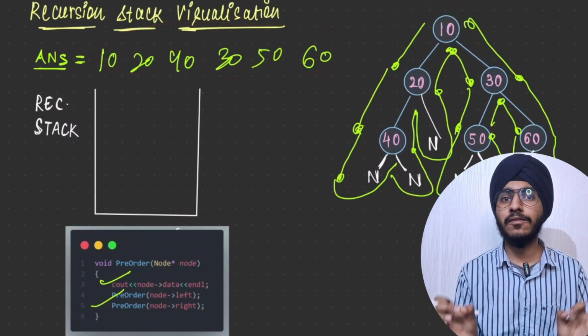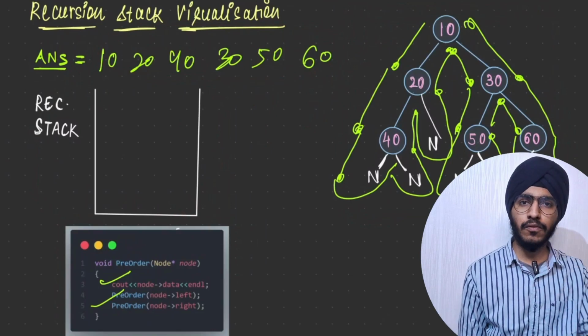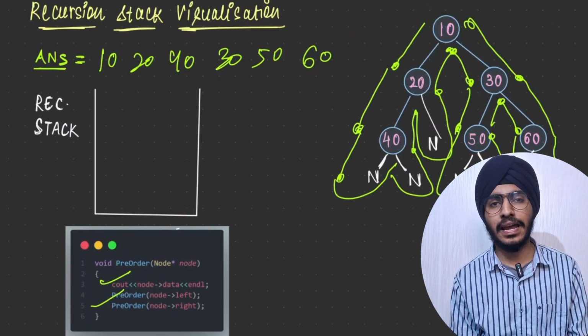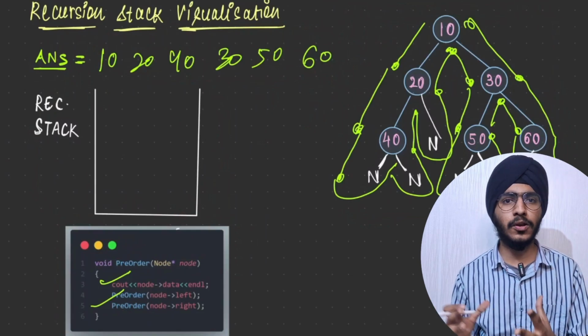So it's pretty simple that whenever we want to call the pre-order traversal, we will first print the node. We will complete the left. We will complete the right. Same story happens for every node, right? So this was a pre-order traversal.